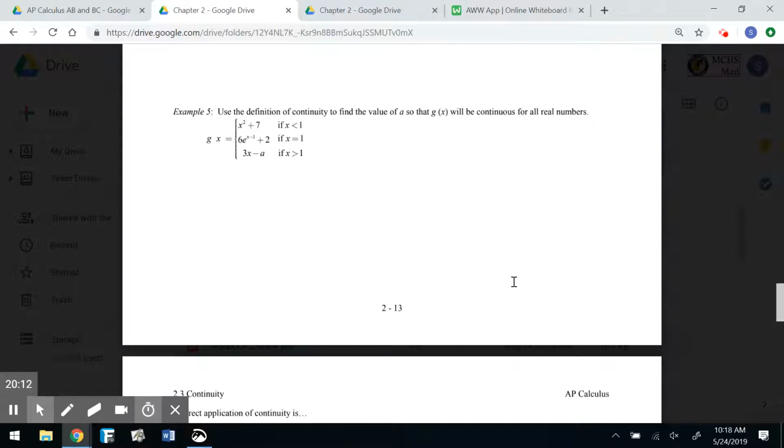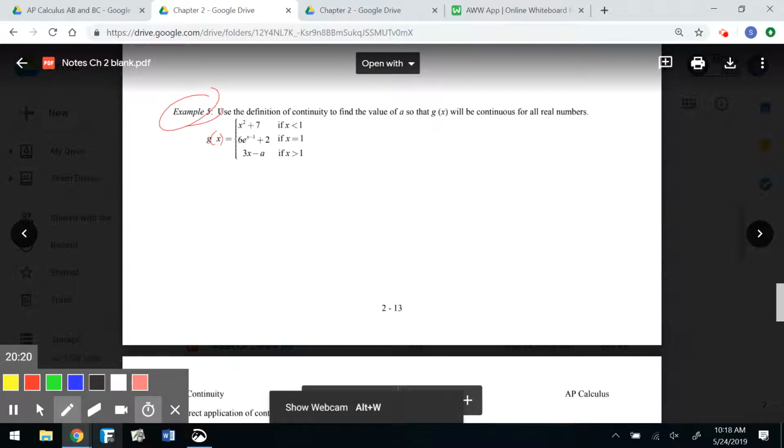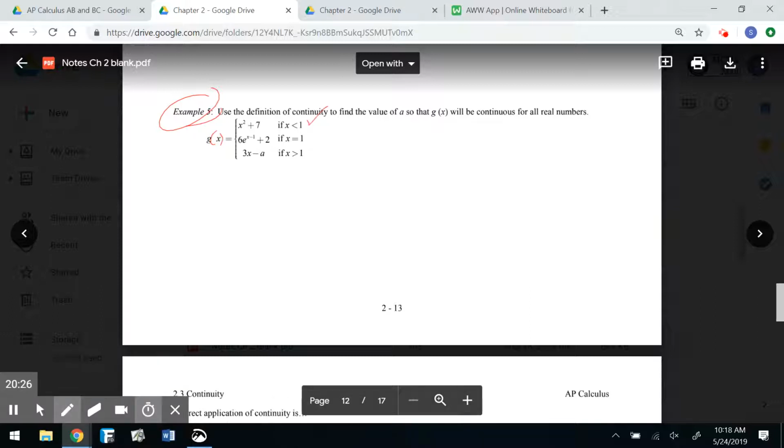Oh my gosh, sweet. Check out example 5. That dude's got 3 pieces. I don't think it could get more fun than that. 3 pieces, and they're asking me about continuity? Whew, that's a parabola. That dude's continuous everywhere. That guy's an exponential. That dude's continuous everywhere. That dude's a line. That dude's continuous everywhere.